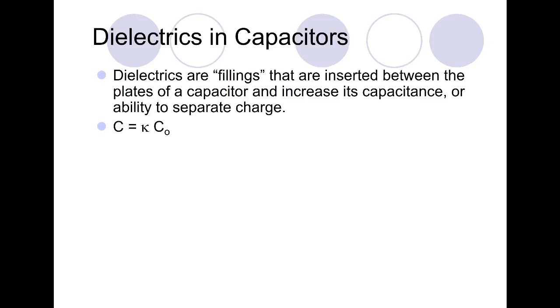Now, the way that this works is that there's a constant kappa, which is what we call the dielectric constant. And so if C naught is the capacitance without the dielectric, then C is the capacitance with the dielectric. And typically we say that air or a vacuum has about a kappa of 1.